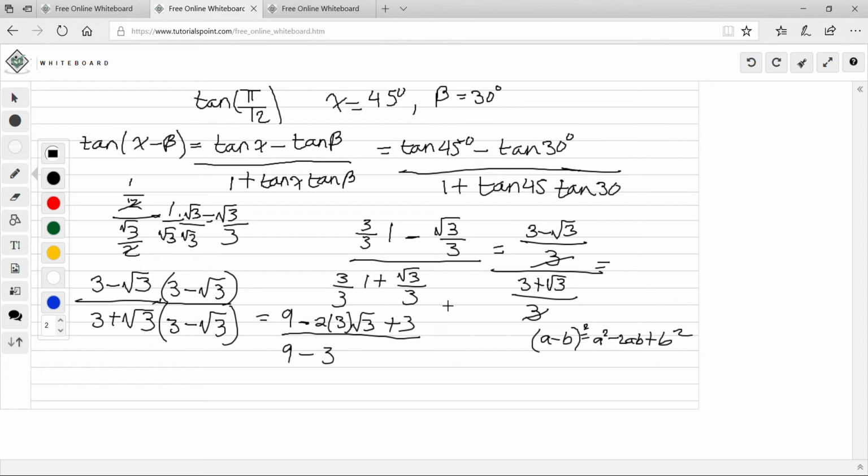When you simplify this, you should get 12 minus 6 times root 3, over 6. So you can factor out a 6: 6 times 2 minus root 3, over 6. The 6 cancels, and you're just left with 2 minus root 3. That's your final answer.